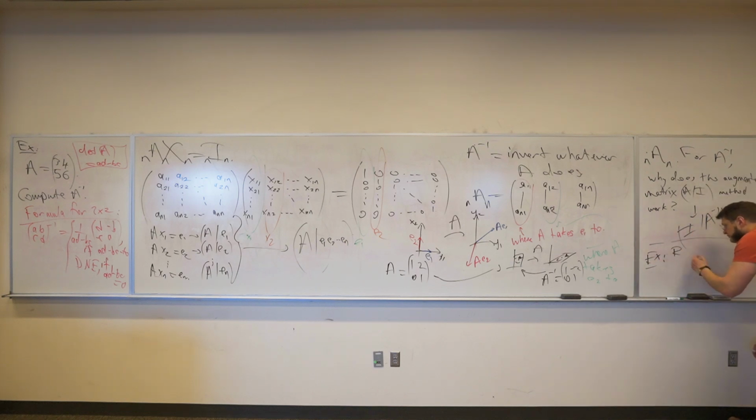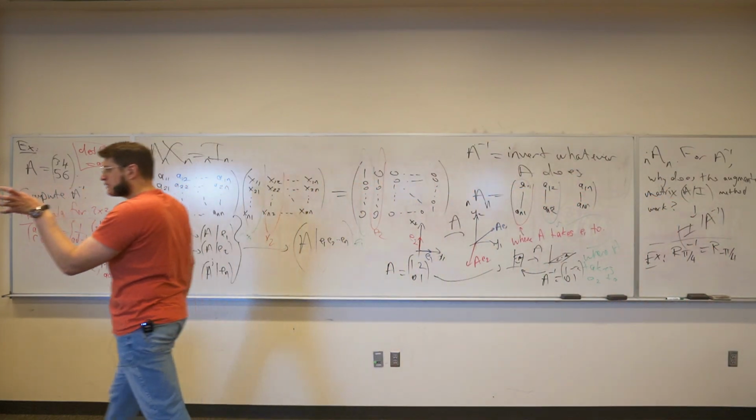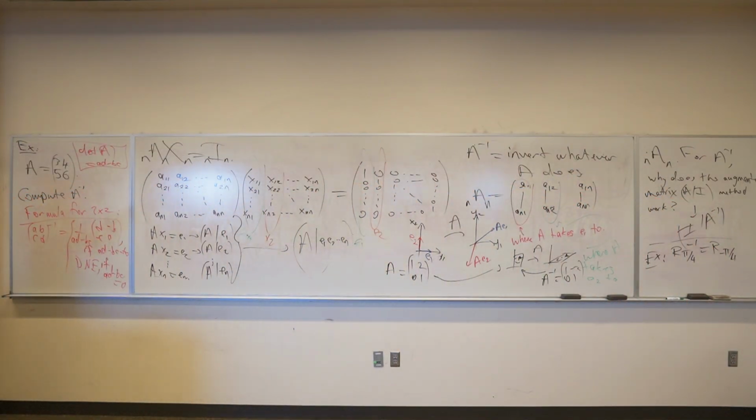So remember, let's say r sub pi over 4, rotation by 45 degrees. Okay, the inverse should be rotation by minus 45 degrees. If you're rotating this way, the inverse operation should be rotating the other way around by the same amount, same degree.